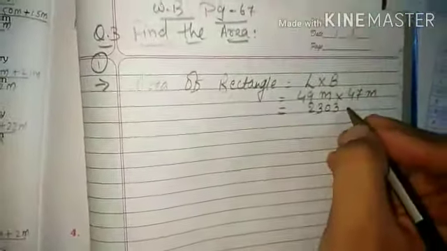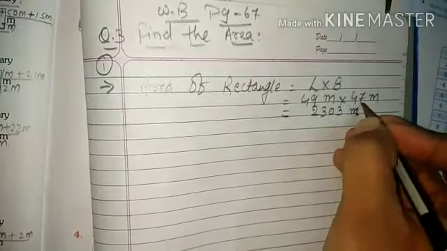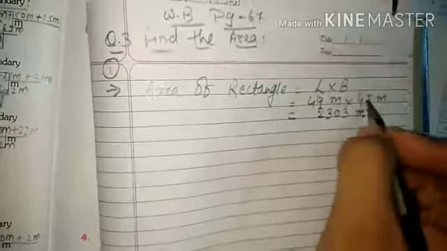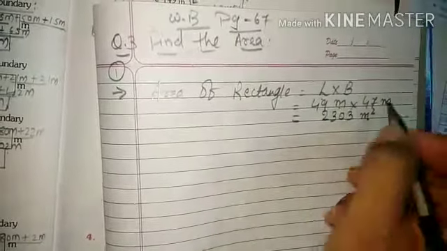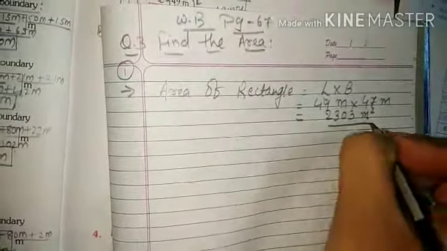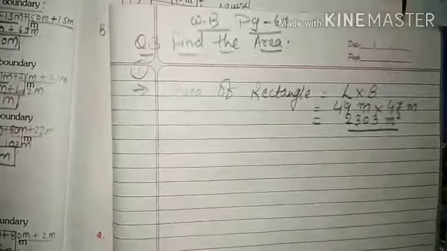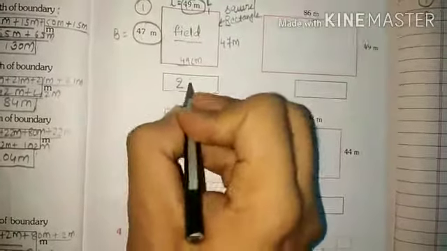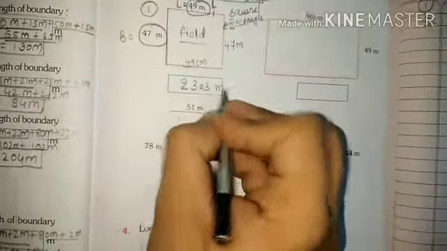2303. Don't forget to write meter square, students, because when we are multiplying 49 with 47, the meter also should be multiplied and the answer would come as 2303 meters square. At last, write the answer in this one, 2303 meters square. Let us do the another sum, students.